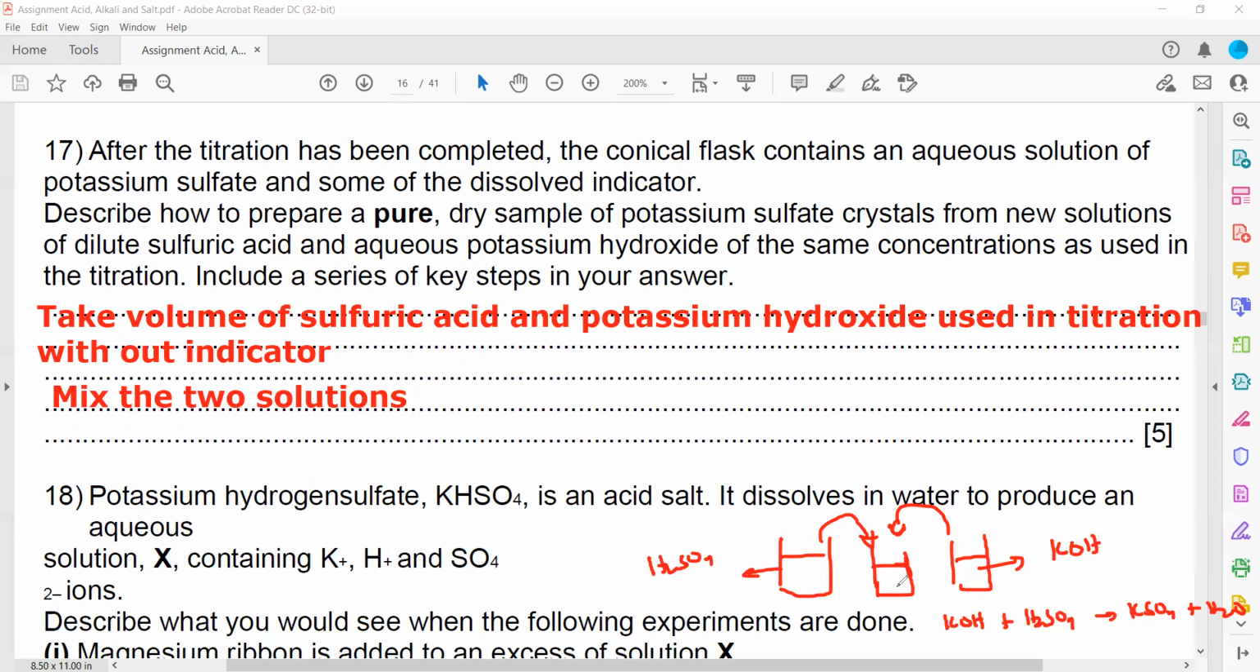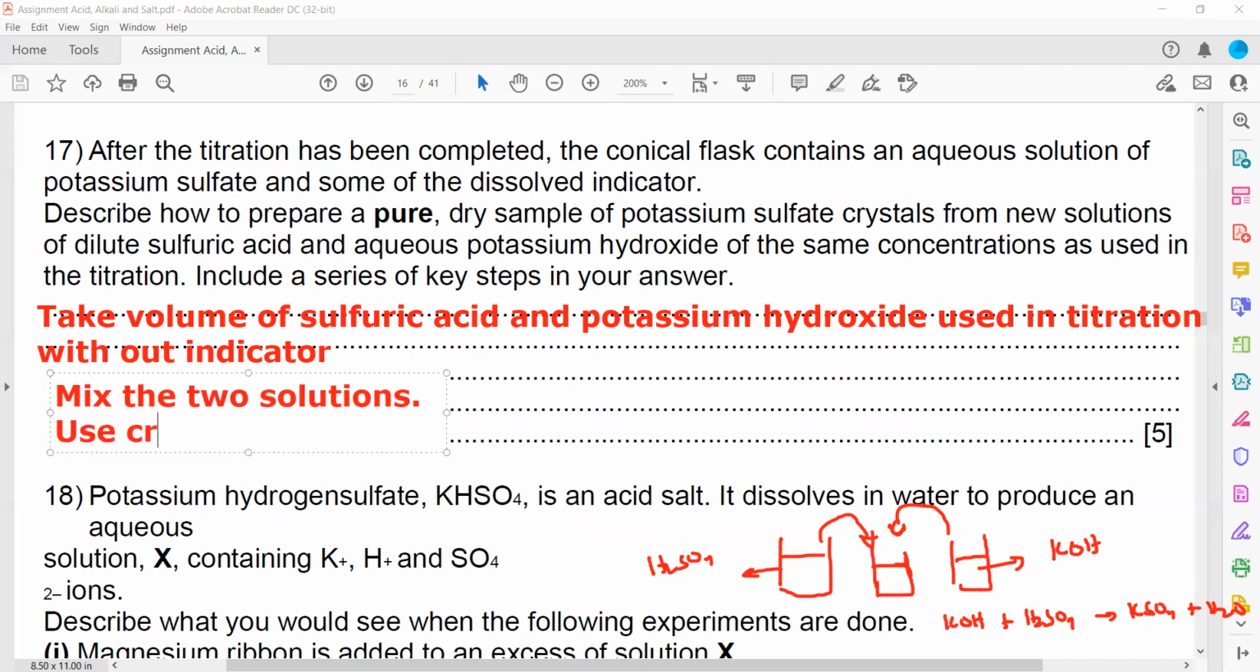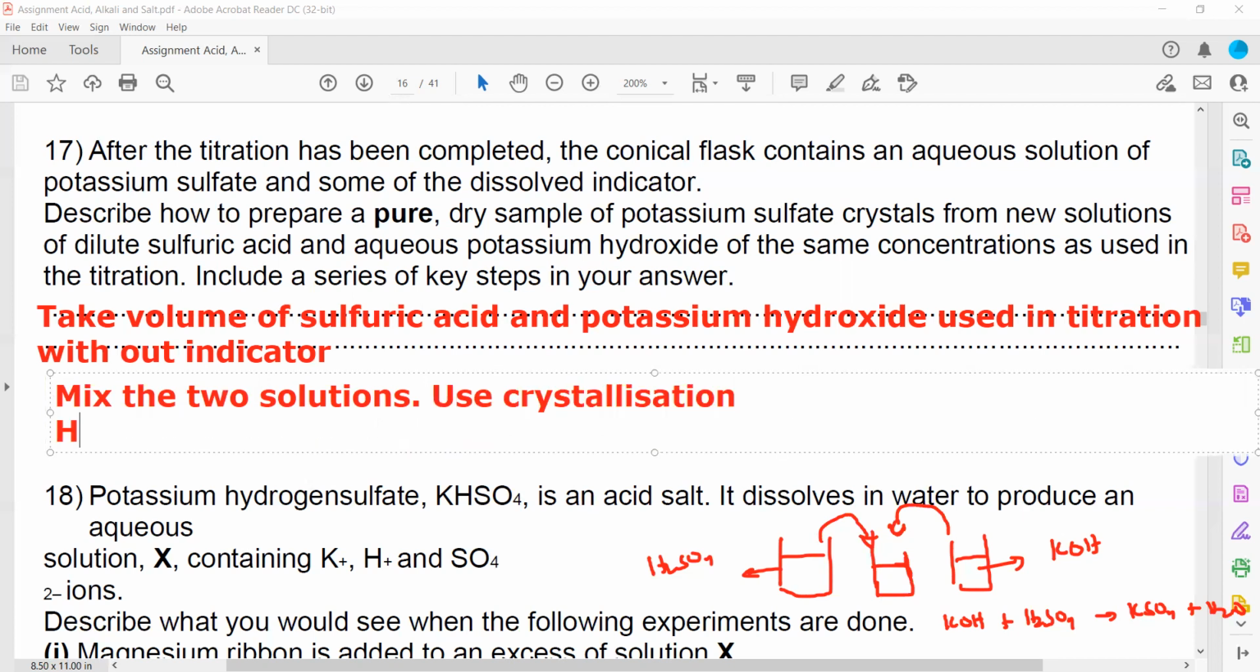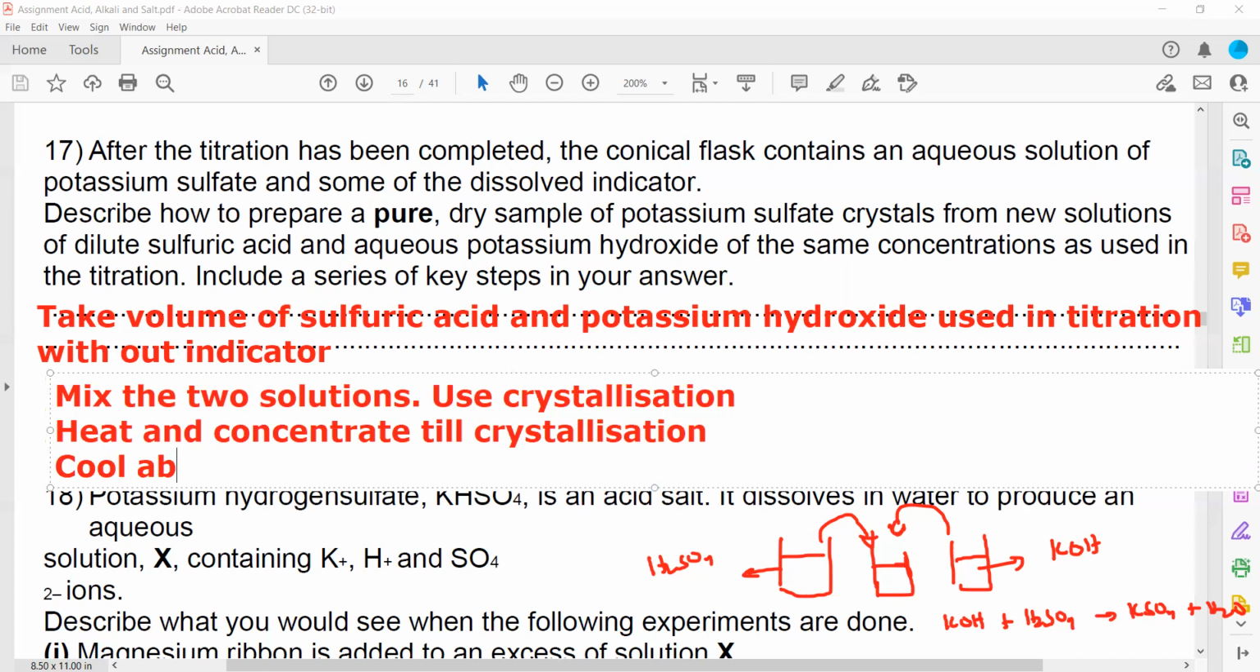Now, if you want to obtain a soluble salt, how do you obtain it from the solution? We will use crystallization. And what are the steps of crystallization? We will heat and concentrate till the point of crystallization, then cool the solution and remove the crystals by filtration.